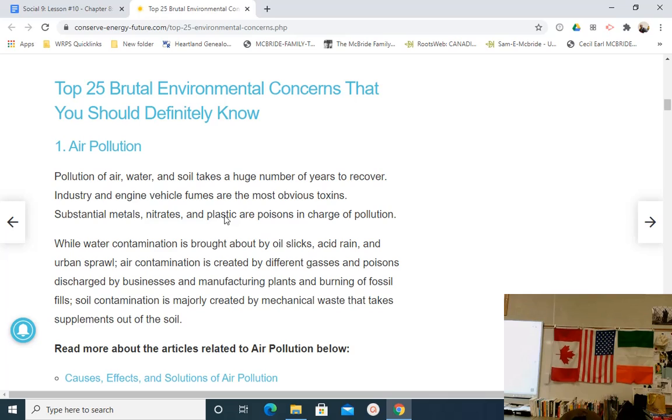Industry and engine vehicles, fumes are the most obvious toxins. So living in a global planet where we consume things that come to us from thousands of kilometers away, a logical solution would be to consume locally. That if one of the biggest contributors to air pollution is transportation, and if one of the biggest things being transported is the goods we consume, then maybe we need to consume less and consume locally.